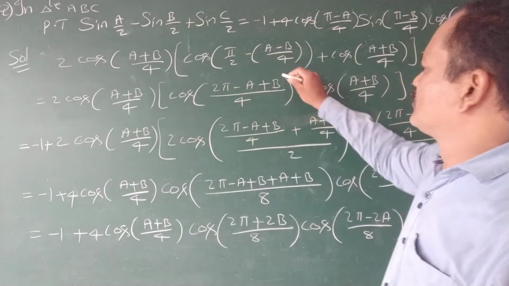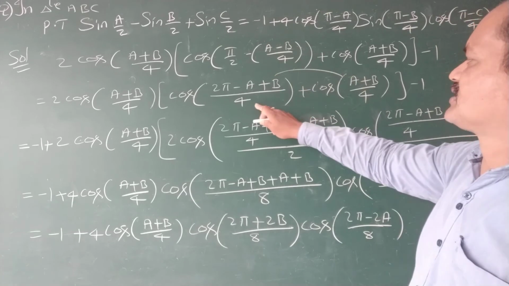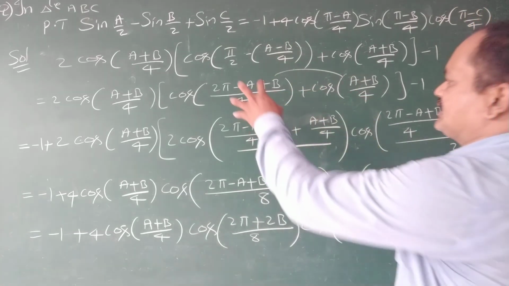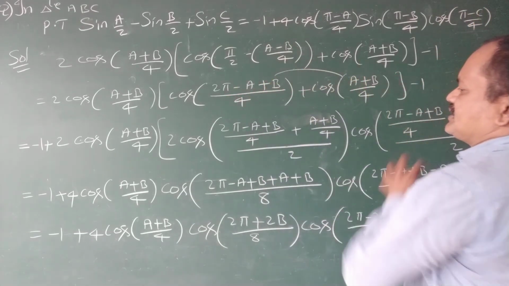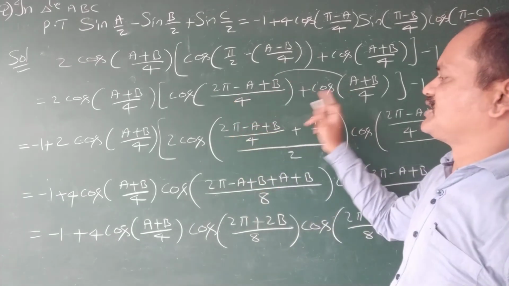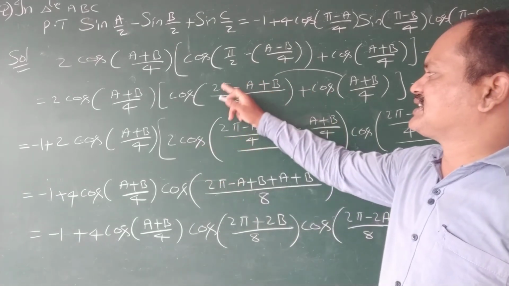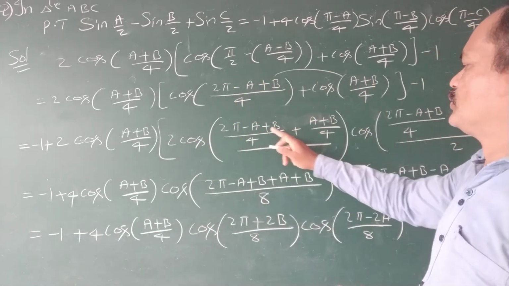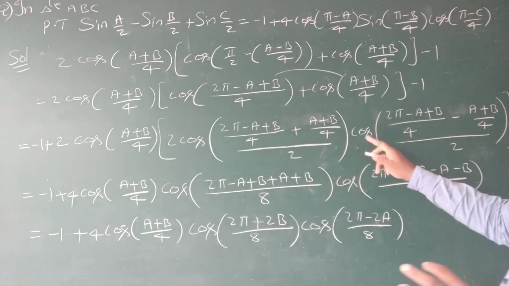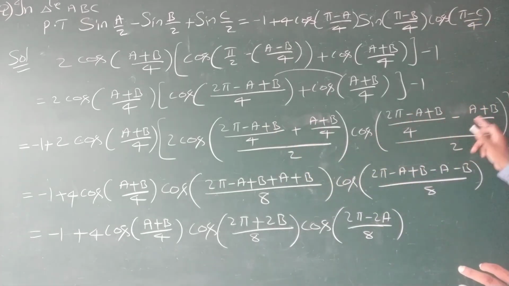Here again we have to write the formula for cos C plus cos D. Here this part is C and this part is D. Now cos C plus cos D is 2 cos of C plus D by 2 cos of C minus D by 2.